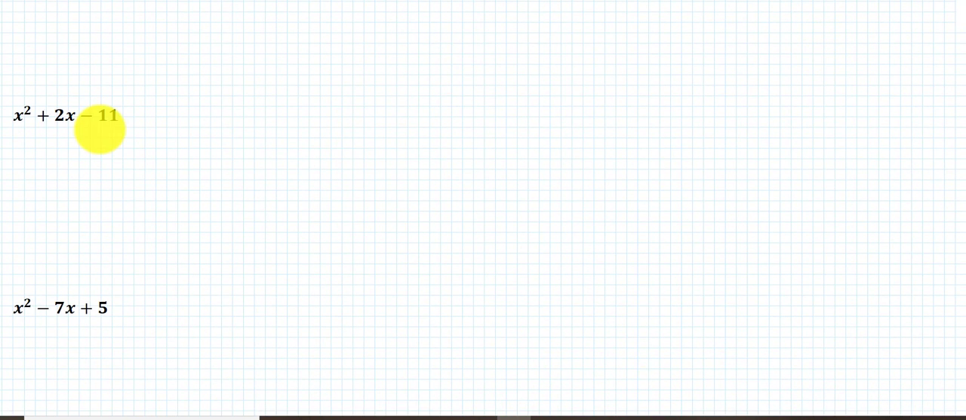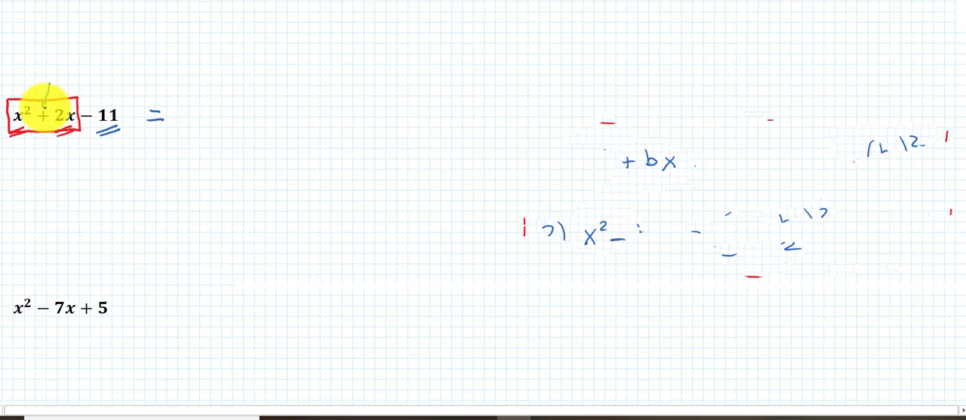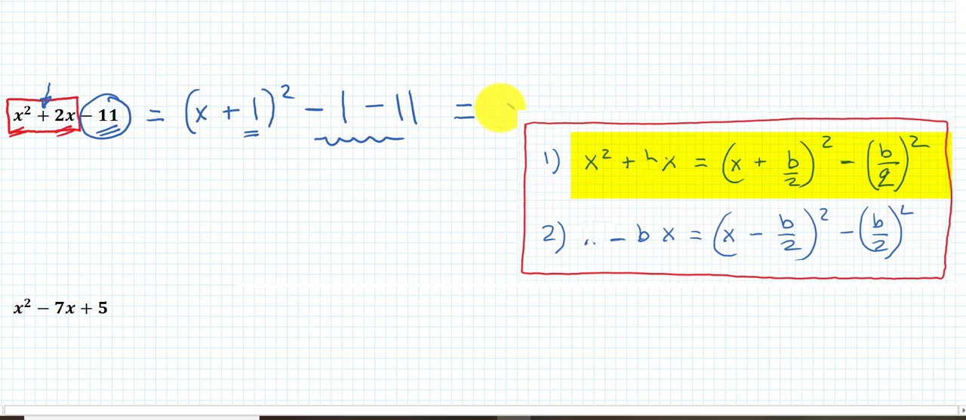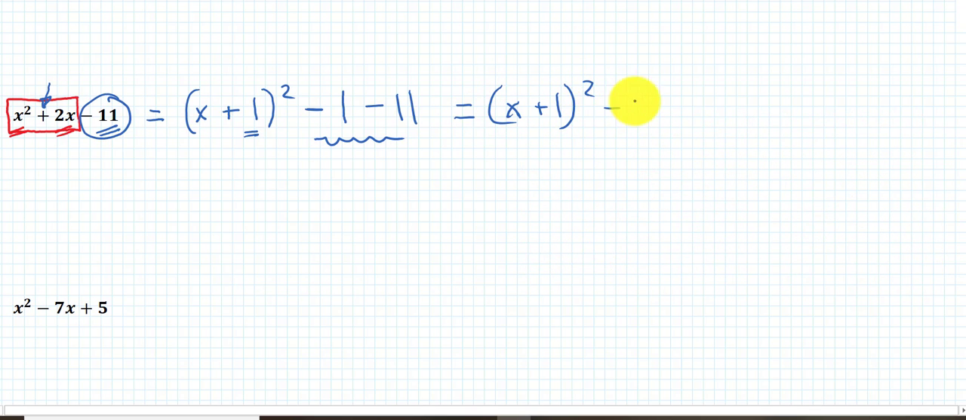Now you see there is a new term right here, but it doesn't matter because you complete the square only on these first two terms, the quadratic and the linear. It doesn't matter if you have something after. We'll combine the two constant terms later. So check it out. I'm looking at x squared plus bx. So this is x plus half of 2, which is 1, squared, minus the square of 1, which is 1. And then pick up what you had, minus 11. So I just need to combine these two numbers. So it is (x plus 1) squared minus 12.